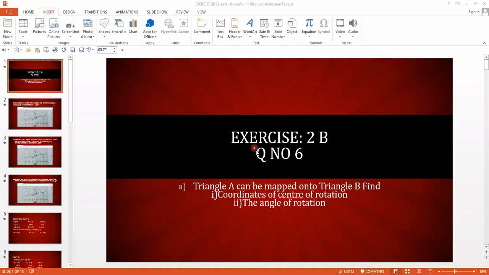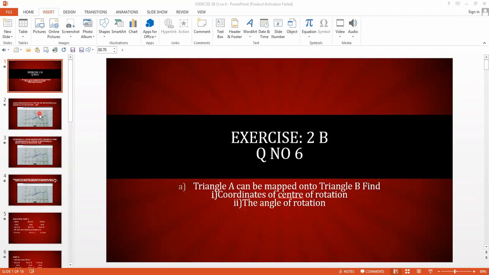Okay. Today we have to do question number 6 of exercise 2B. Here in this question, 3 parts are given. First one is A part. Triangle A can be mapped onto triangle B. Find 2 things we have to find. First one, coordinates of center of rotation. And the second, the angle of rotation.